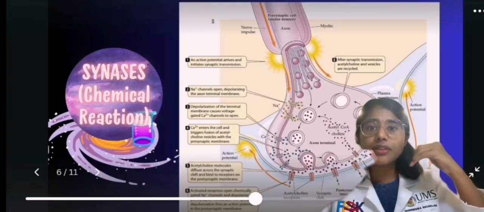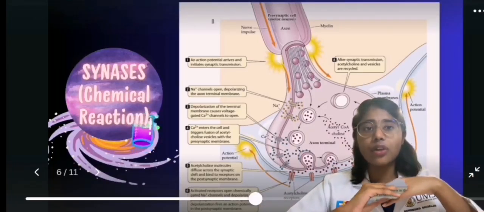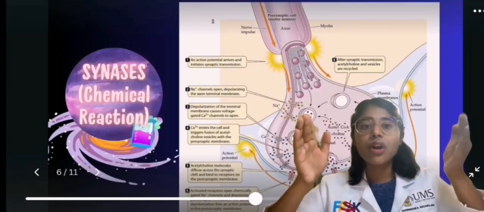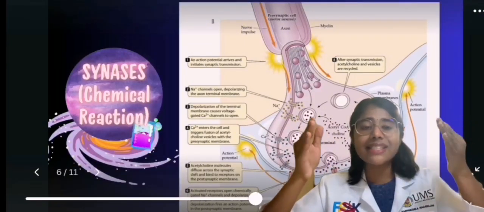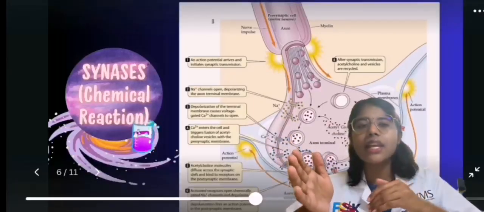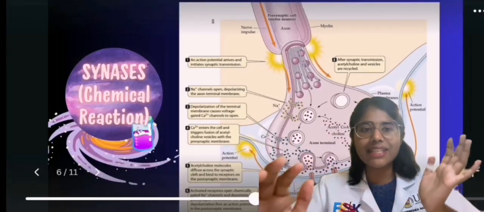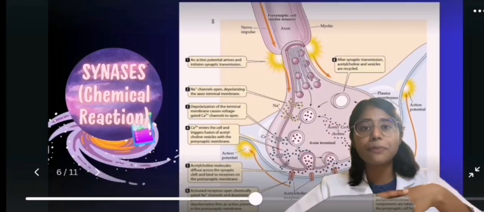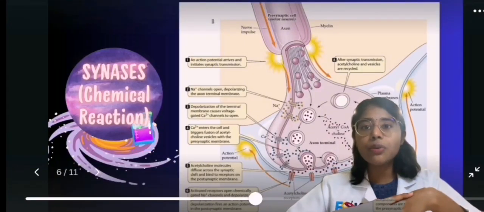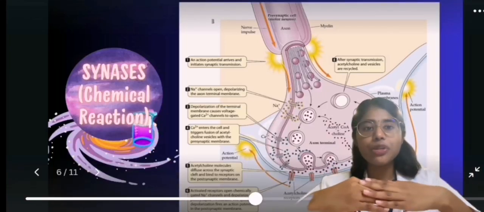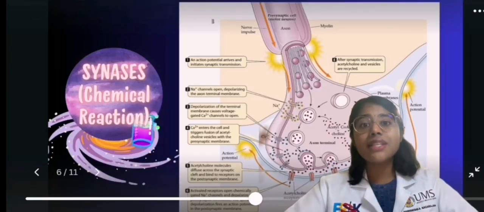On the other side, the receiving neuron, or postsynaptic neuron, has specialized structures called receptors on its dendrites. These receptors are like locks and neurotransmitters act like keys. So when neurotransmitters bind to the receptors, they trigger a new electrical signal in the receiving neuron, continuing the message.